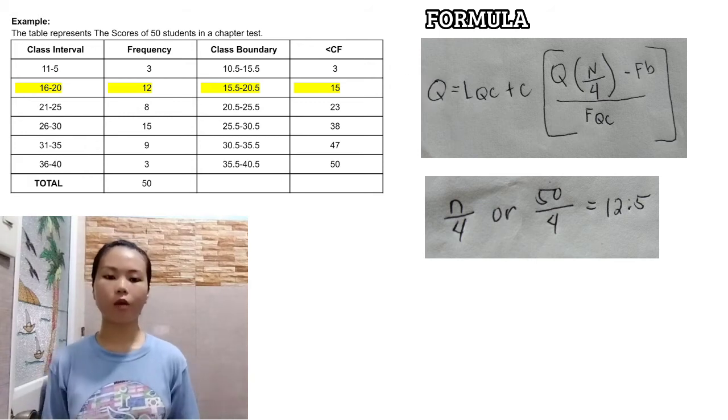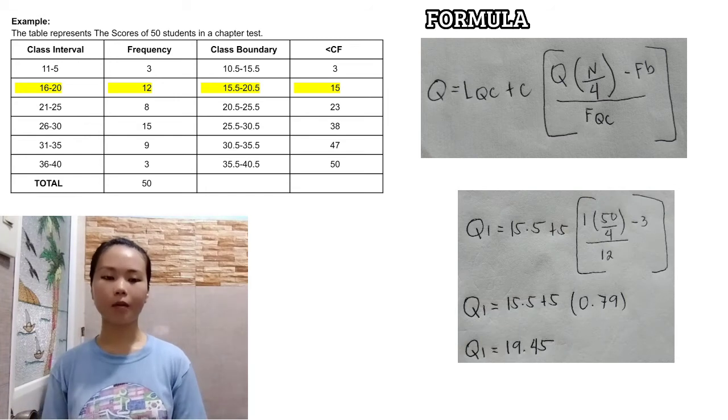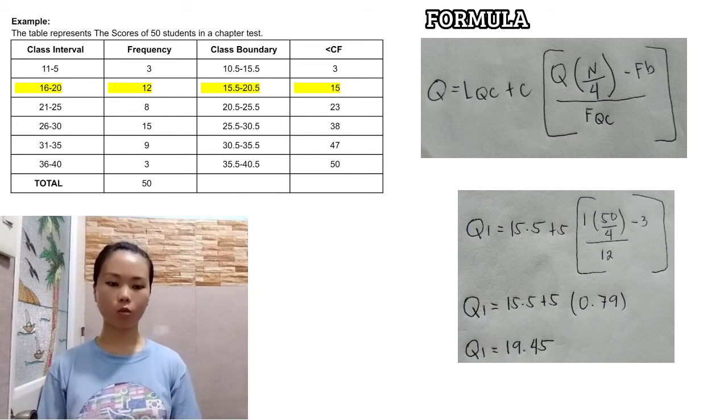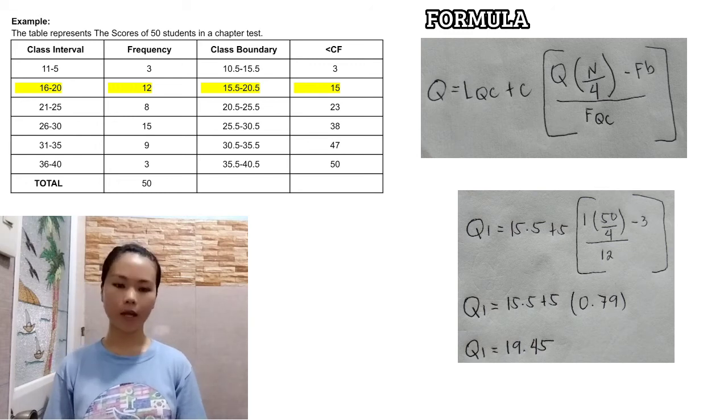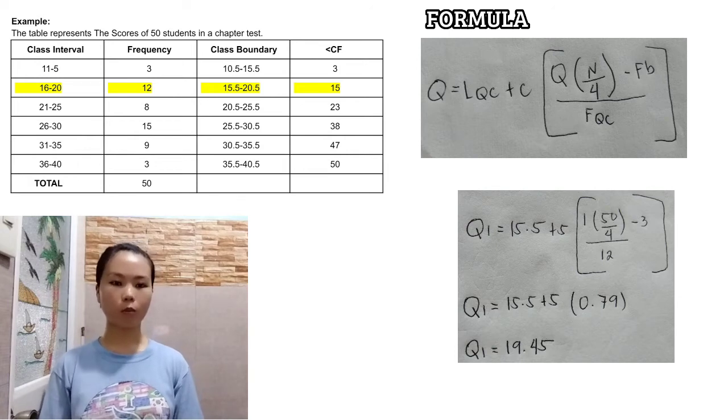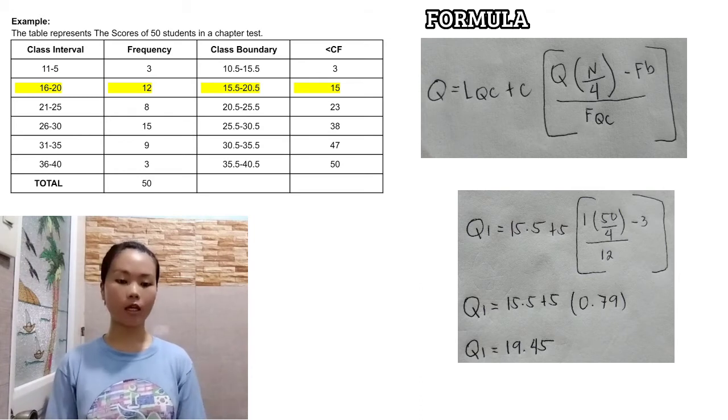So Q sub 1 equals 15.5 plus 5, open parenthesis 1, open parenthesis 50/4 minus 3 all over 12. 50 divided by 4 times 1 minus 3, divided by 12, and that is 0.79. Q sub 1 equals 15.5 plus 5 times 0.79, that is 19.45. So our answer is Q sub 1 equals 19.45.